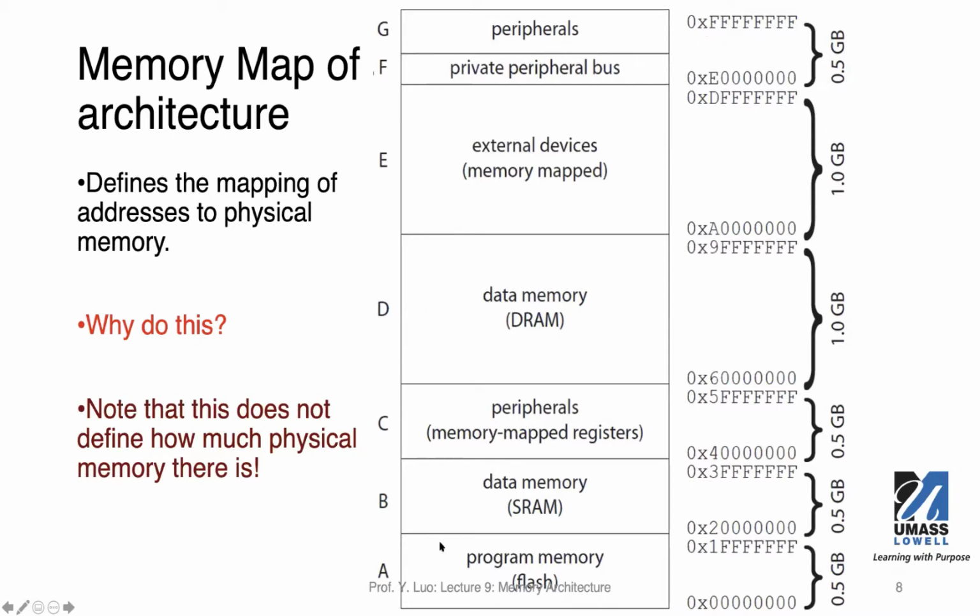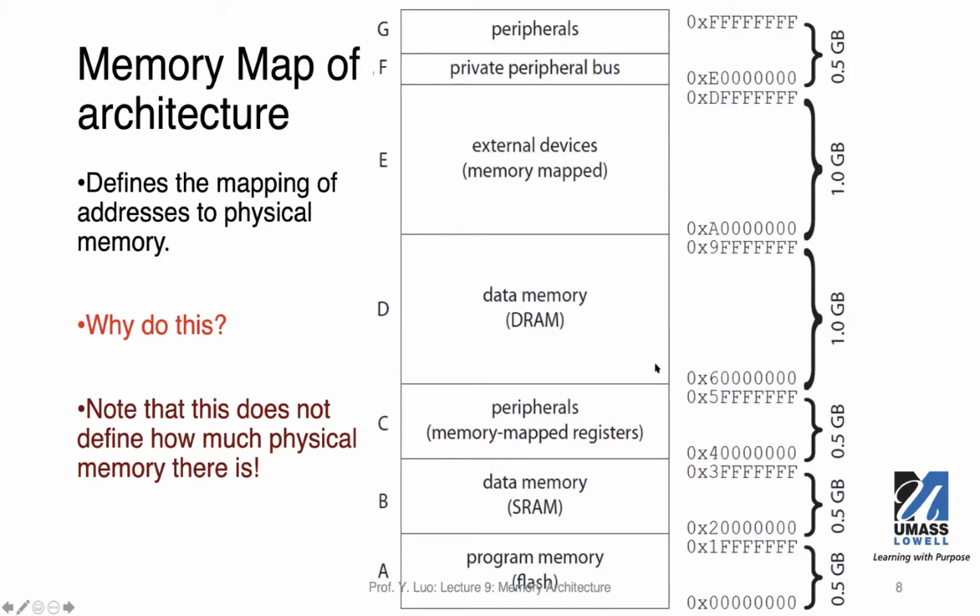And it's segmented into program memory, data memory, peripherals, data memory DRAM, external devices, and so on. It's easy to mistake that you have to have all these resources. This memory map is just to say that if you want to have some data memory, like DRAM, to be used by the microcontroller or microprocessor, it should reside in this memory region.